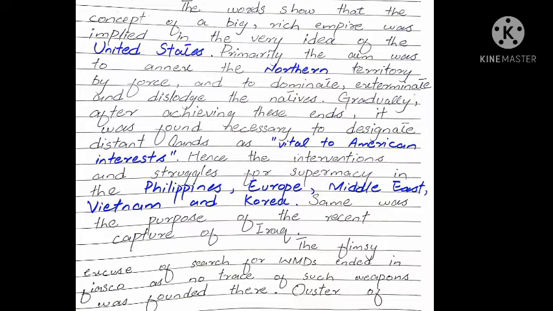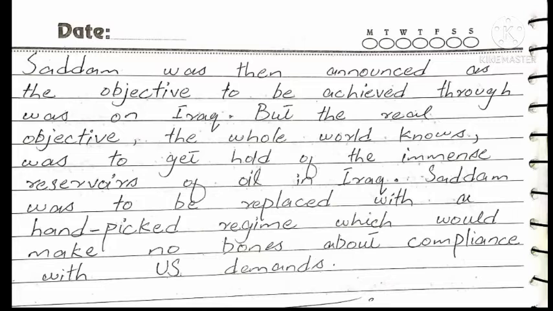Same was the purpose of the recent capture of Iraq. The flimsy excuse of search for WMDs ended in fiasco as no trace of such weapons was found there. Ouster of Saddam was then announced as the objective to be achieved through war on Iraq. But the real objective, the whole world knows, was to get hold of the immense reservoirs of oil in Iraq. Saddam was to be replaced with a hand-picked regime which would make no bones about compliance with US demands.